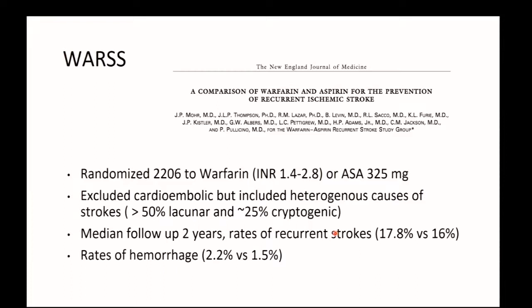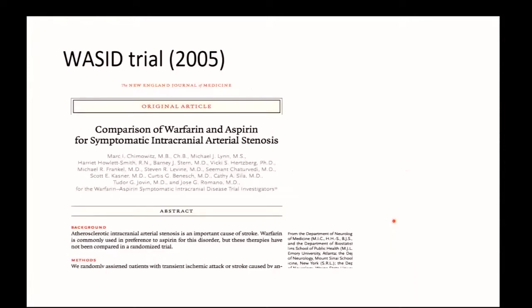And the median follow-up was 2 years, and the rate of recurrent strokes was 17.8% in the warfarin arm versus 16% in the aspirin arm. The rate of hemorrhages, around 2%, was similar, and the rate of recurrence was similar as well. I remember this number, around 16, 17% of patients had recurrent stroke in 2 years. So they concluded, yeah, both of them are good, whatever you want to use at that time. You want to use aspirin, you want to use warfarin, and that led to the WASID trial.